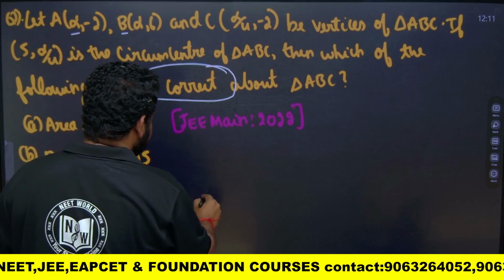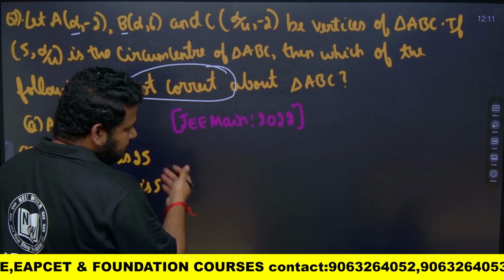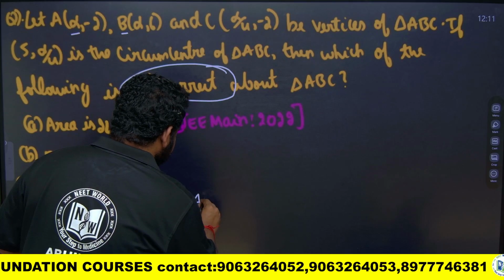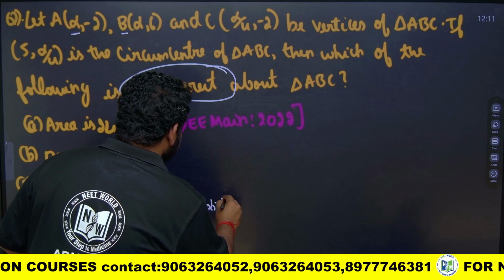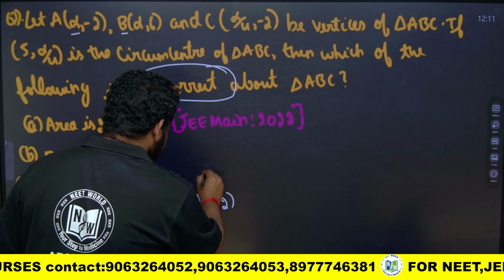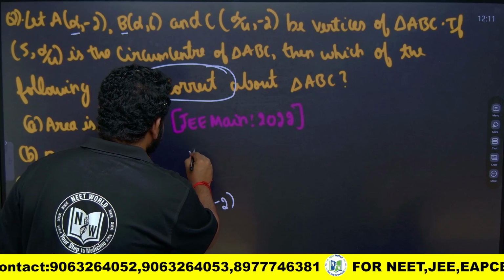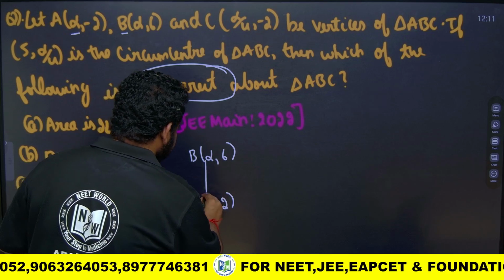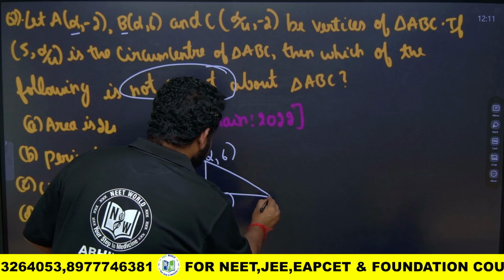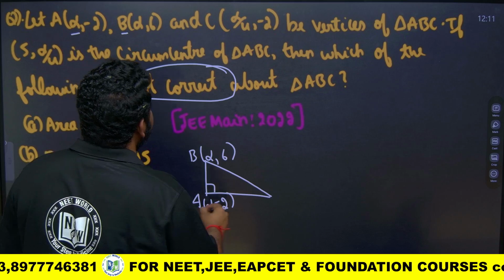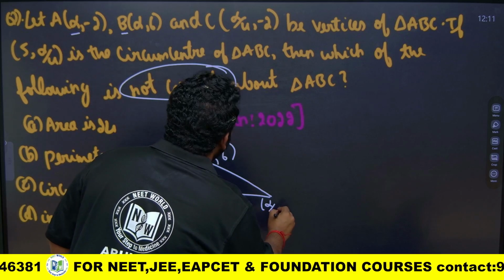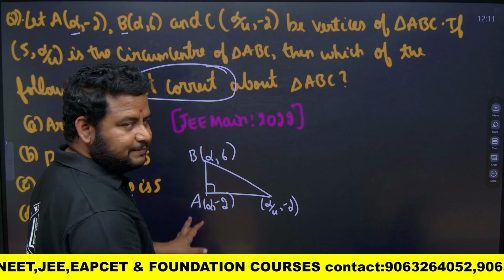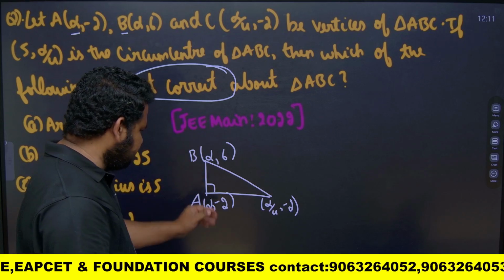If I examine the coordinates of A and B very closely, A will be (alpha, -2), and alpha should be here itself as the x value. So I get B here, (alpha, 6). So this point remains the same. This is a straight line. Now C will be (alpha/4, -2). So triangle ABC turns out to be a right angle triangle, because this is a straight line.